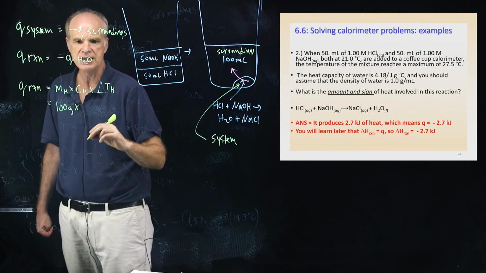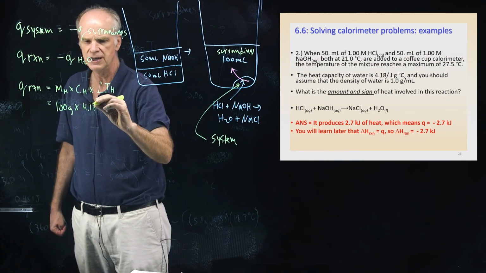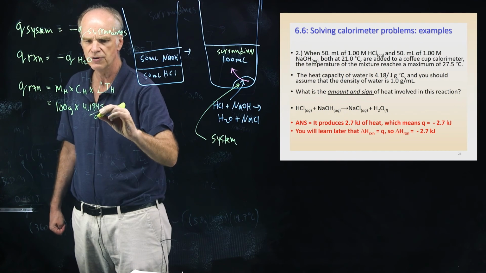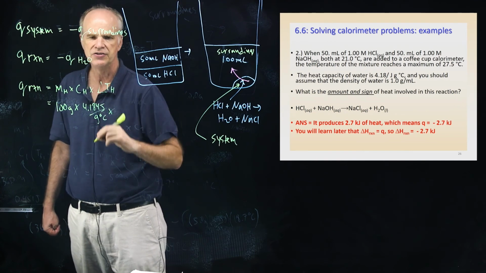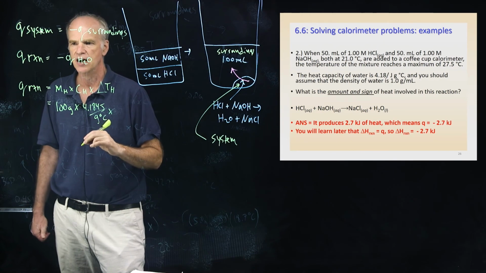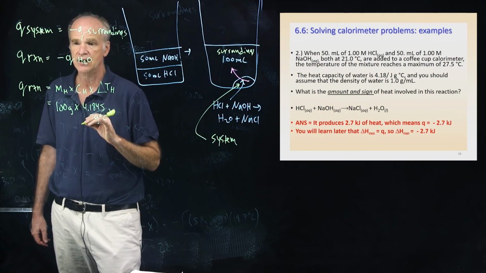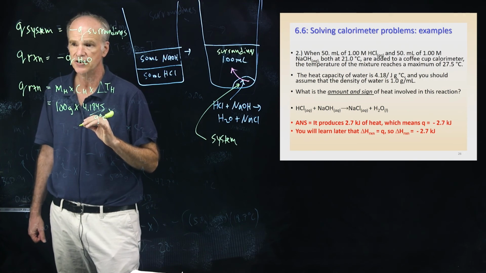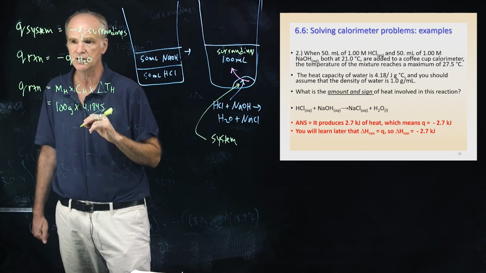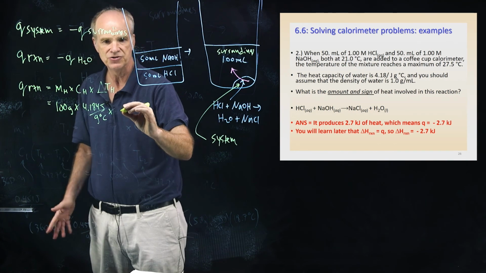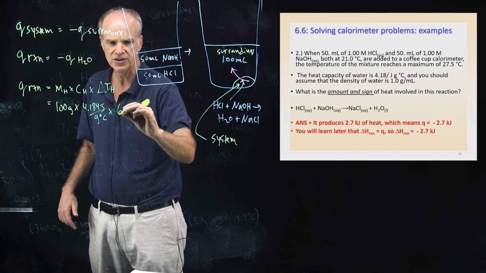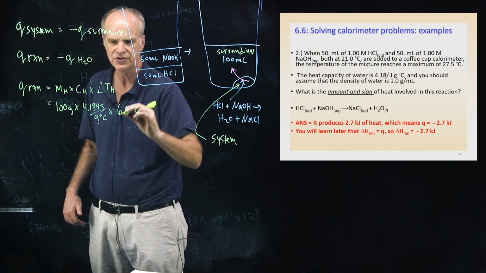Now the specific heat of water is 4.184 joules over grams degrees Celsius, and the temperature change of the water is just the final temperature minus the initial temperature. The final temperature is 27.5 degrees Celsius minus the initial temperature. So it looks like the temperature change, delta T, is 6.5 degrees Celsius.